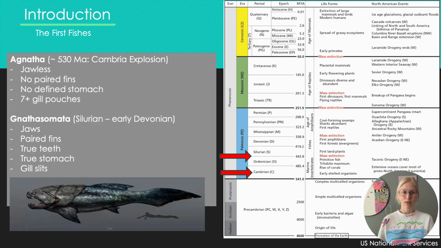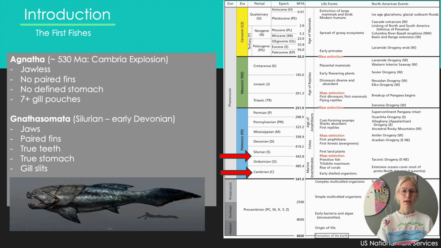But after these, we jump into the Ordovician mass extinction and Silurian periods, where we see the development of jawed fishes, or gnathostomata. And these fish had cartilaginous endoskeletons, but bony placoderm thoracic and head shields. And they also had true teeth. We see the development of paired fins, true stomachs, and gill slits.